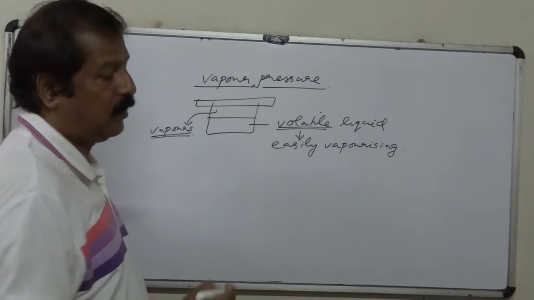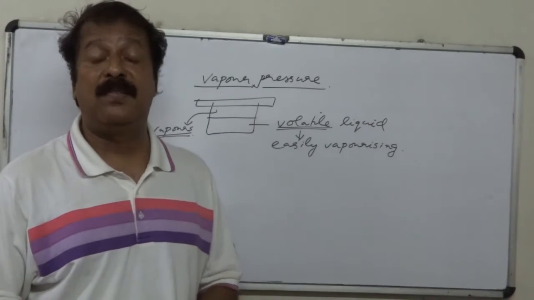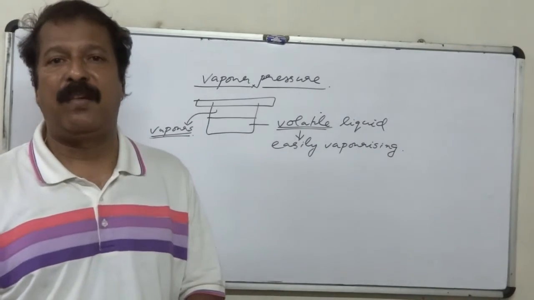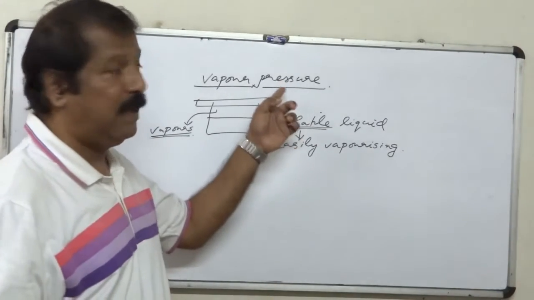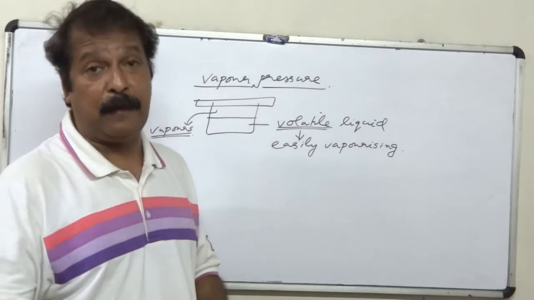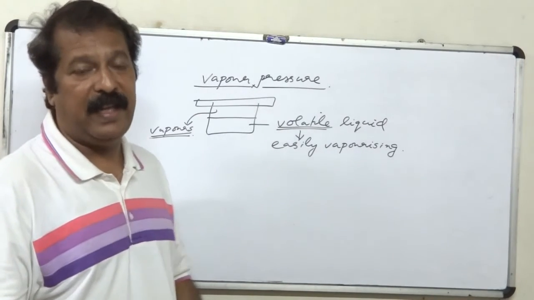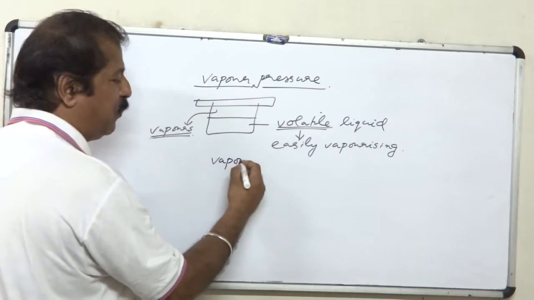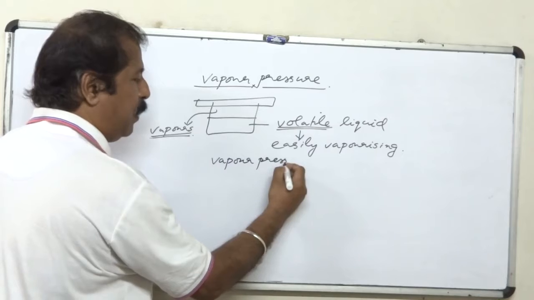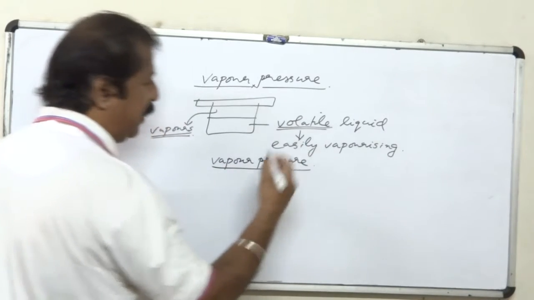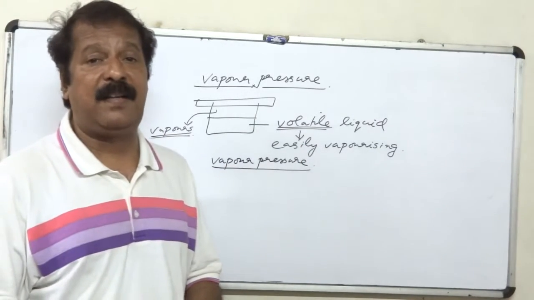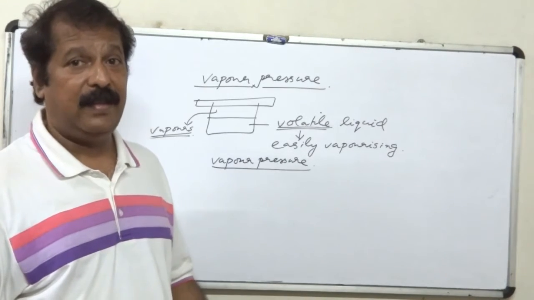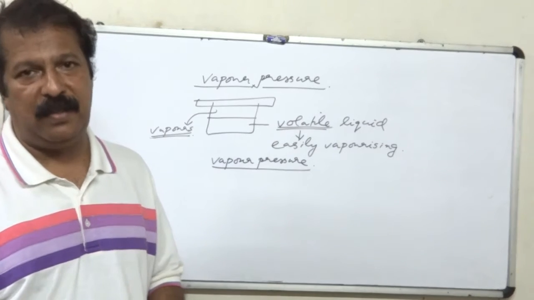And you know the vapor particles are in the gaseous phase. They are moving in zigzag manner. They collide with each other and they will exert a force per unit area on the sides of the vessel, on the lid and on the liquid. That force applied per unit area is called pressure. So here the pressure is exerted by vapor, so it is called vapor pressure. So I will repeat, what is vapor pressure? The pressure exerted by vapor particles above a liquid in a closed vessel at a given temperature, known as vapor pressure.